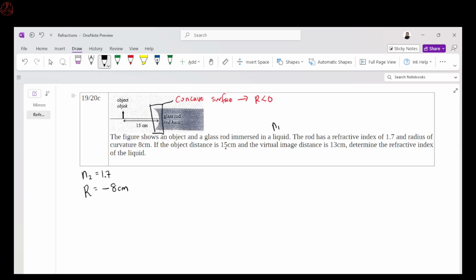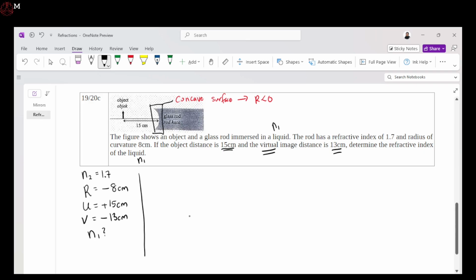And the object distance is 15 centimeters. So my u is positive 15 because it's a real object. Then a virtual image is formed at a distance of 13 centimeters. So my v, because it's virtual, is going to be negative 13 centimeters. Then it asks what is the refractive index of the liquid, which we have determined to be N1. So look for N1.